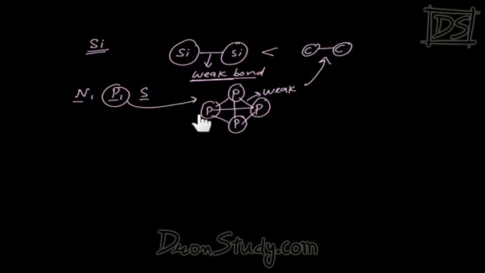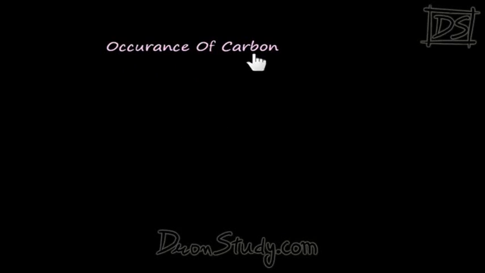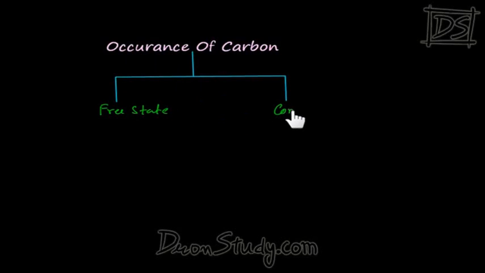These were some important properties of the element carbon. Now let's talk about the occurrence of carbon in nature, that in nature, in which different forms carbon exists. See, in nature carbon exists in two forms. One is free state and another one is combined state. Free state means only and only carbon is present here. Apart from carbon, there is no other element present.